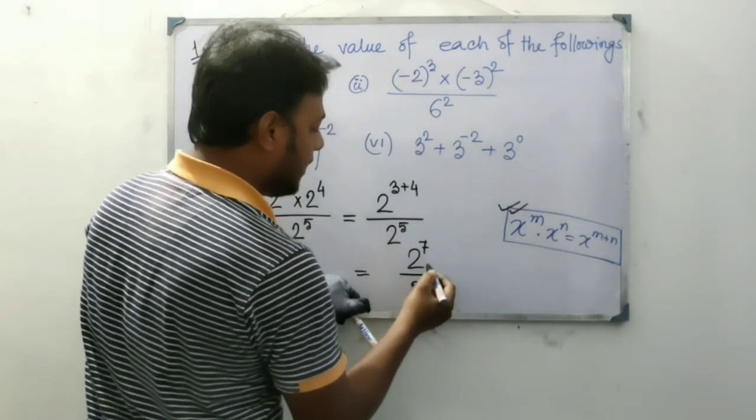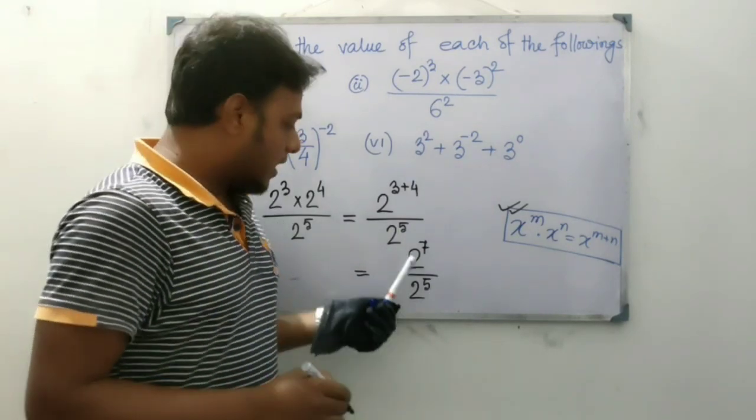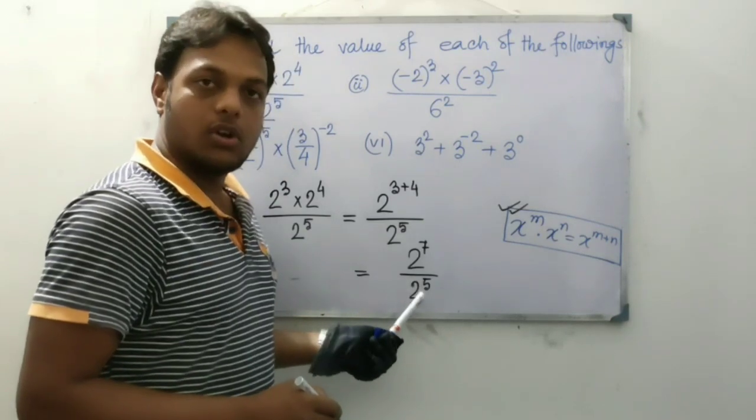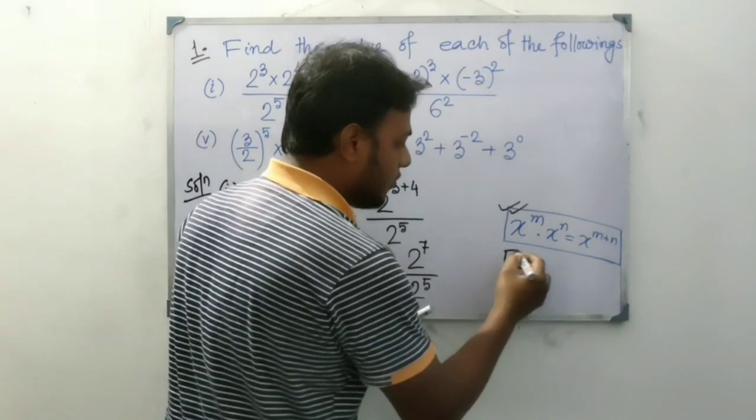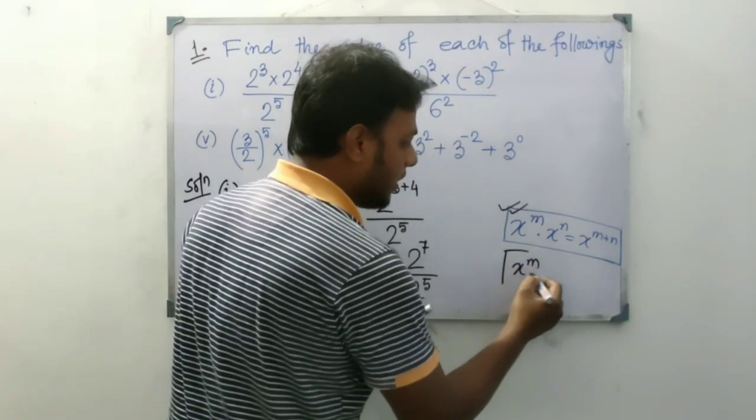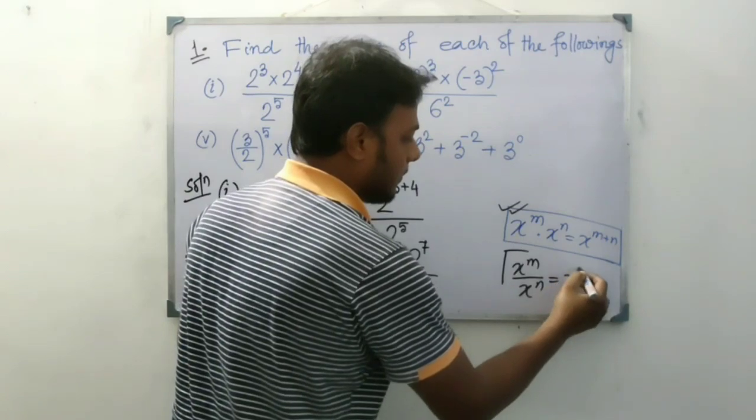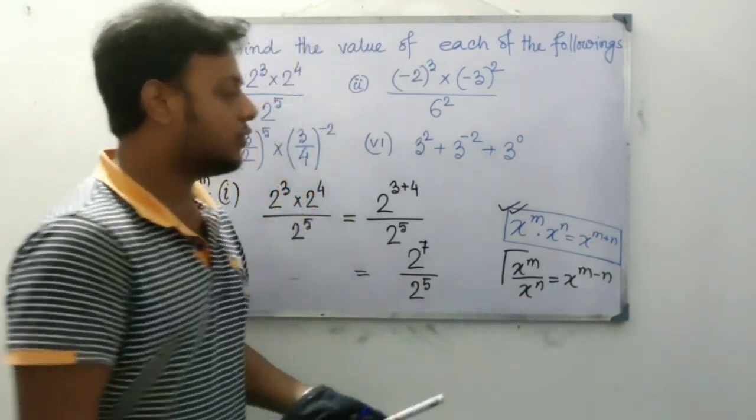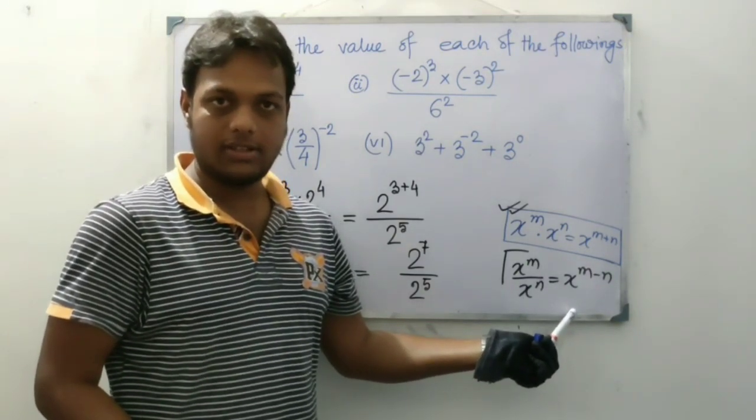Again, in the numerator and denominator, they have two exponent numbers, and in the numerator the base is 2 and for the denominator also the base is 2, so we can subtract the powers. Just try to remember one more rule, this law: x to the power m by x to the power n equals x to the power m minus n. Can you remember this law of indices?